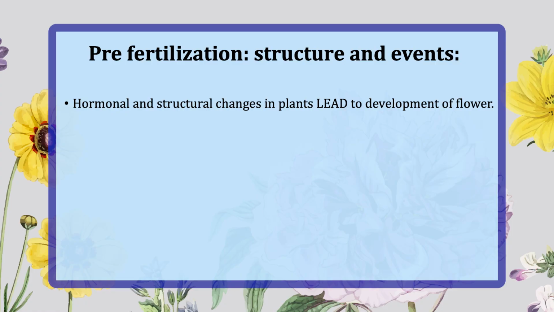As you reach puberty, you know that hormonal changes bring changes in our body structure. Same with plants also. Hormonal and structural changes in plants lead to development of a flower. You must have studied the structure of a flower in your earlier classes. Now, we will talk about the reproductive parts of a flower.